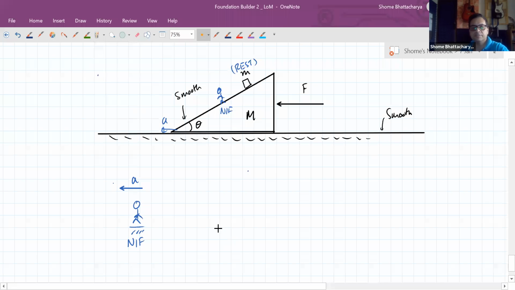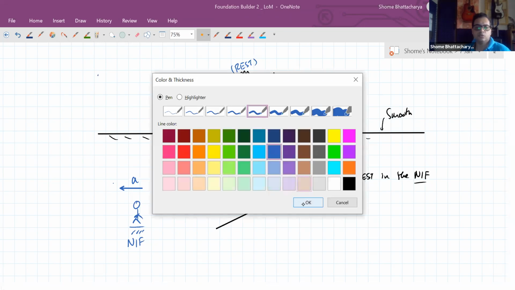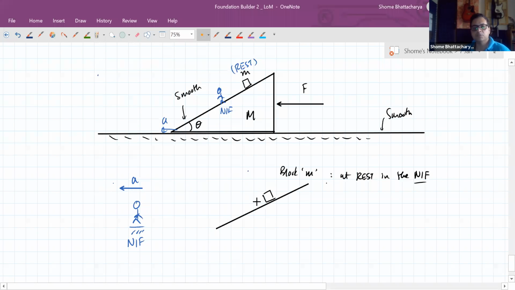So in this frame, let's figure out what all forces are acting on the block, which should be at rest in this non-inertial frame. First and foremost, there is the pseudo force we have to account for. The acceleration of this non-inertial frame is towards the left, so the pseudo force will be opposite to it. The pseudo force will be a force like this. This is my pseudo force.